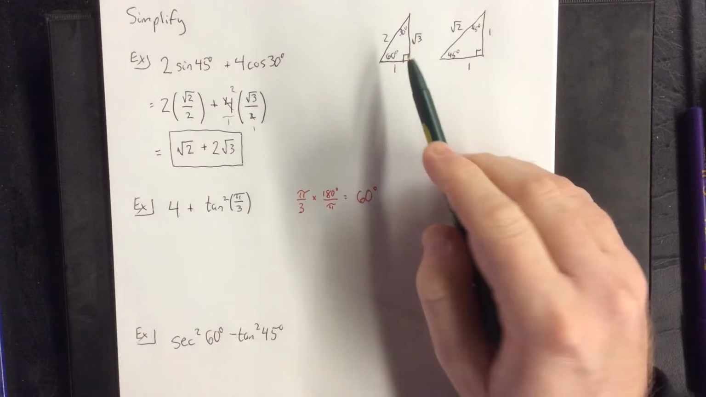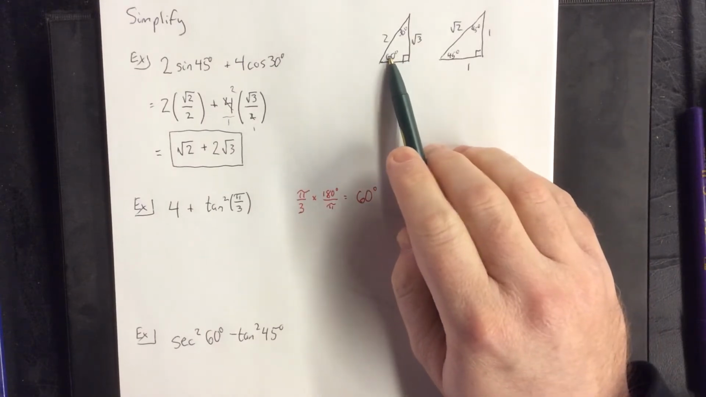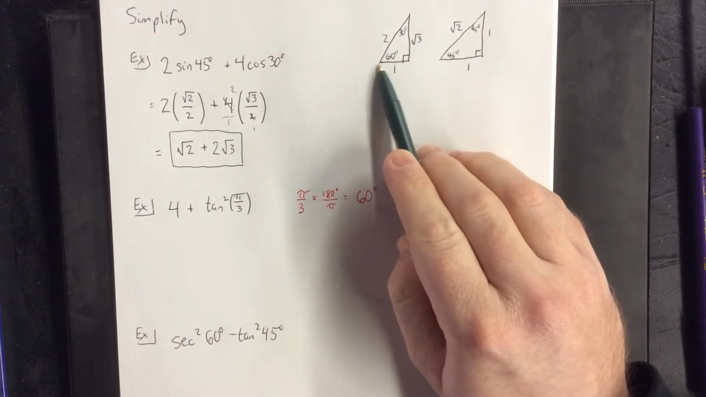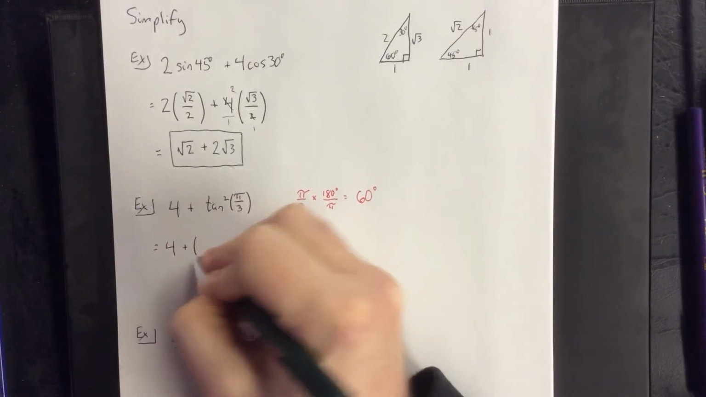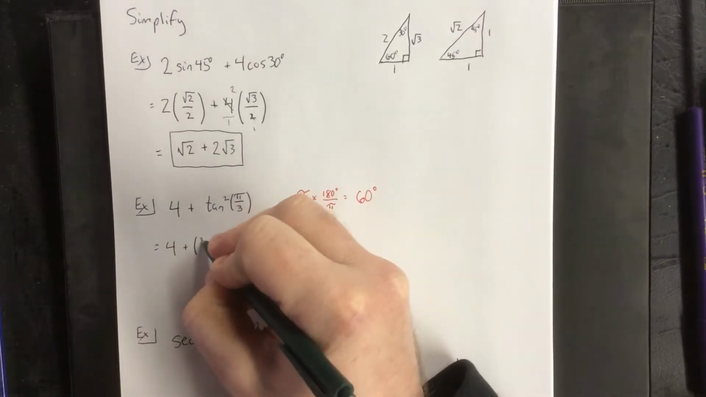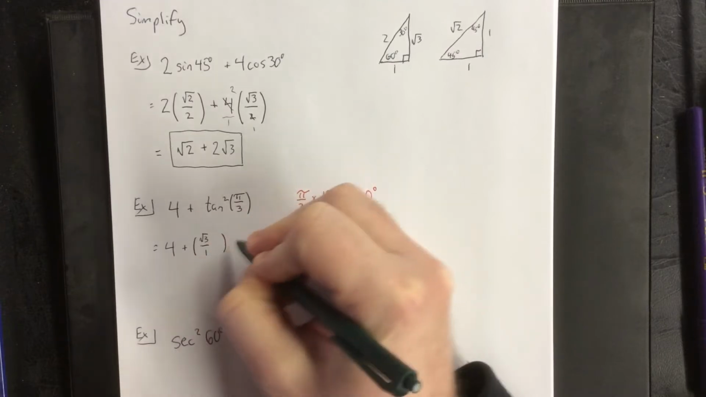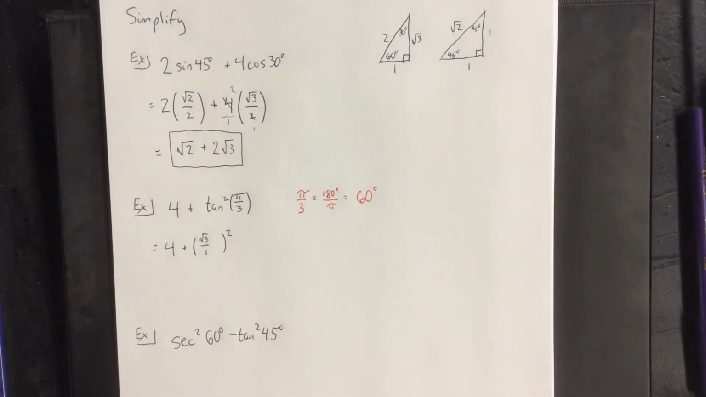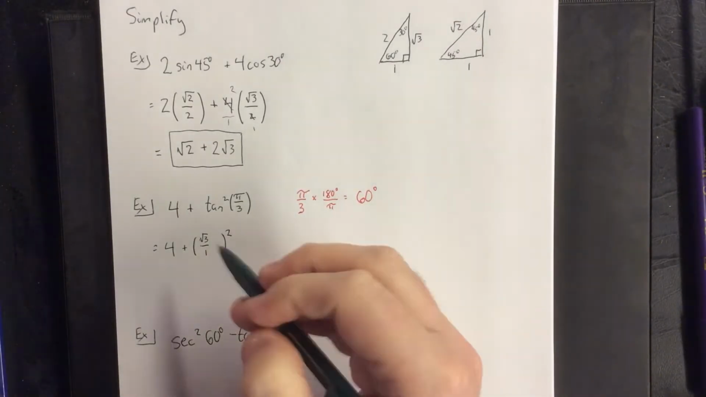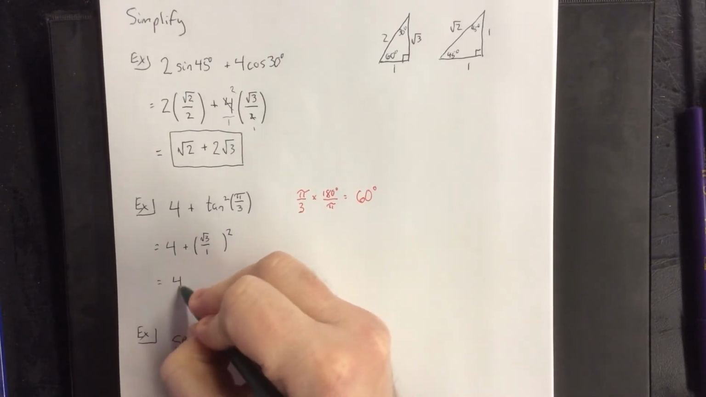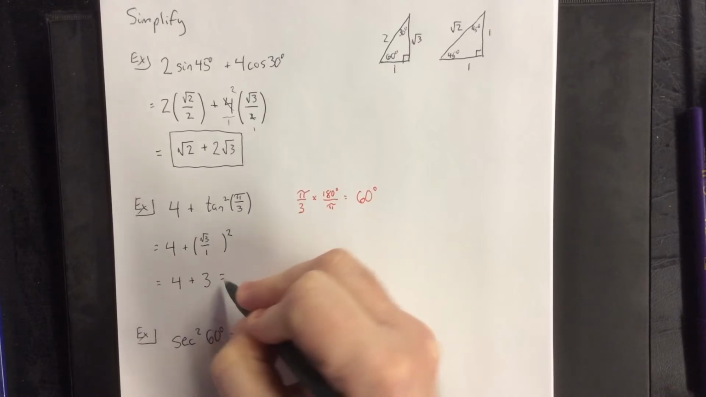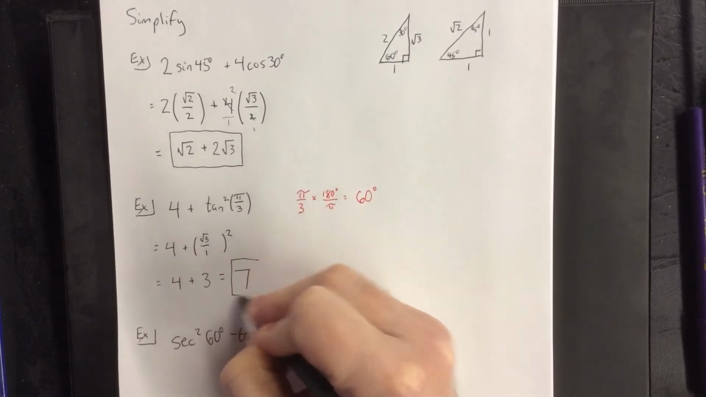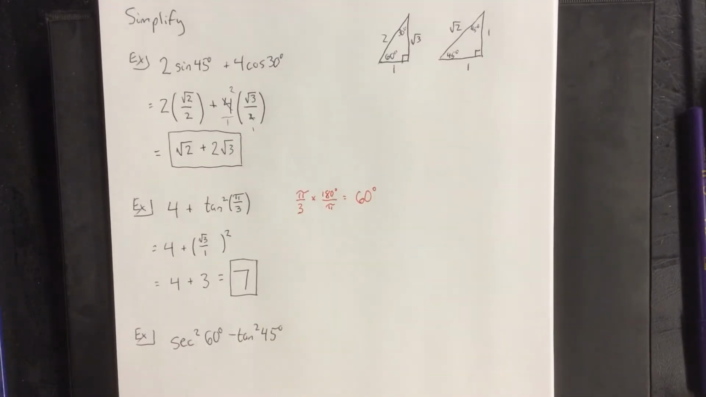So going up to our 60-degree angle, the tangent of this would be the opposite side over the adjacent side. So the opposite side over the adjacent side would be root 3 over 1. Then we've been asked to square this. Now dividing by 1 doesn't really do anything, so we're left with 4 plus root 3 squared. When we square the square root of 3, we'll wind up with 3. 4 plus 3 winds up giving us 7 for a final answer.